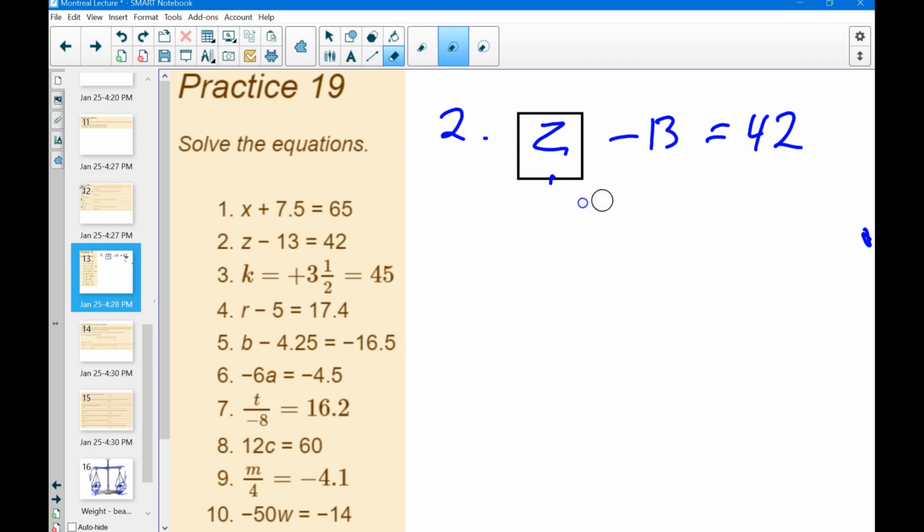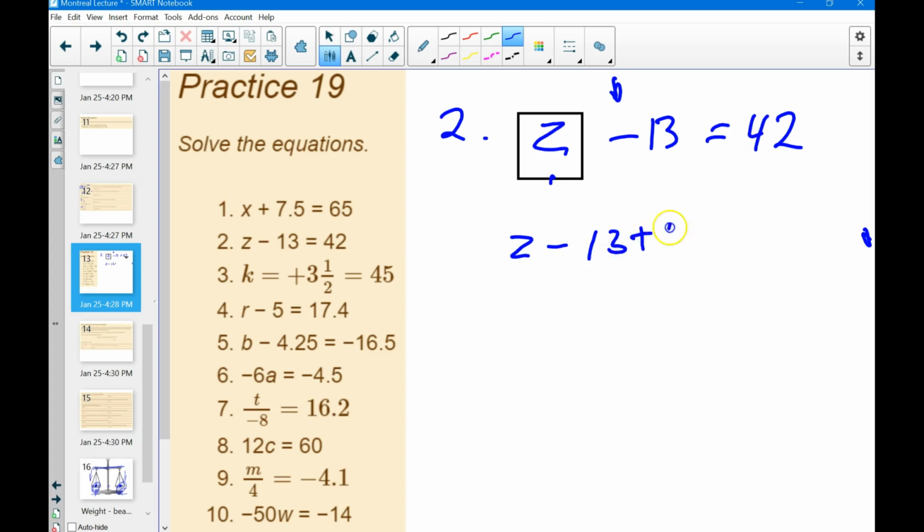So now what we do, you see a negative 13 right here, which means we're going to have Z minus 13 plus 13, and if I put plus 13 on the left side, I got to put plus 13 on the right side. On this side, they will cancel out, go to 0. And on the right hand side, we're going to have Z equals 42 plus 13, which is going to be 55.